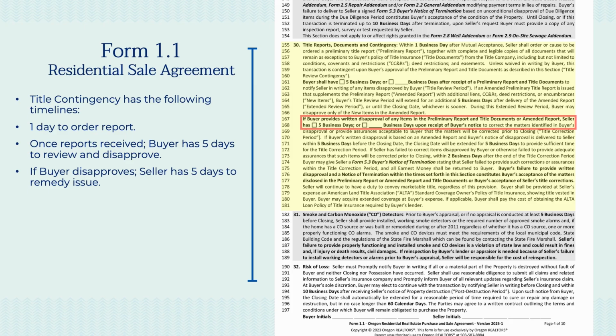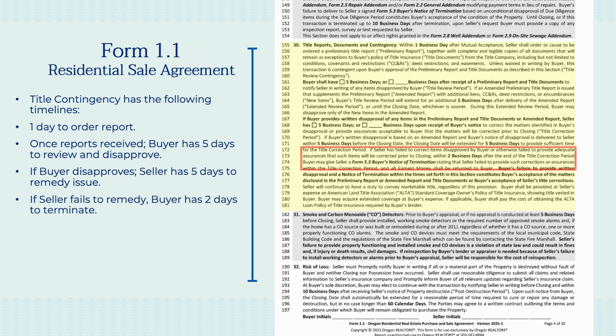Within 5 days, say, I don't like this neighbor's parking easement. Hey, seller, I don't like this easement. Get rid of it. The seller has 5 days. They don't do anything. They don't talk to the neighbor. They don't get anything moved, and there's no proof that they've removed that easement. At that point, seller's failure to remedy grants buyer a 2-day period to terminate the contract.